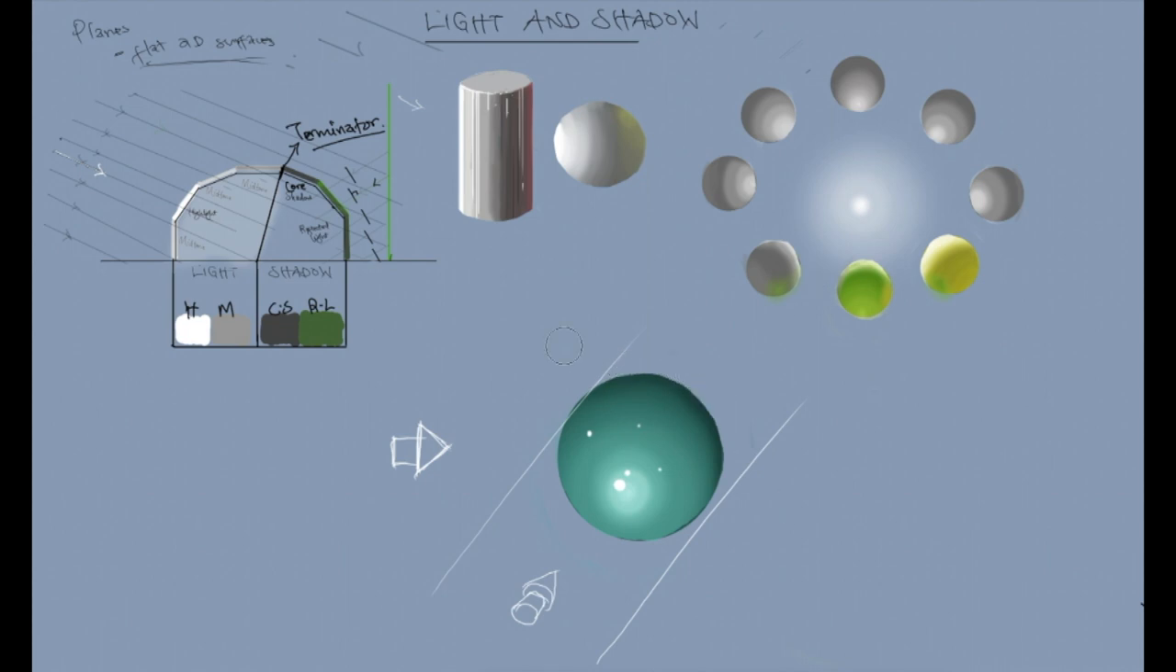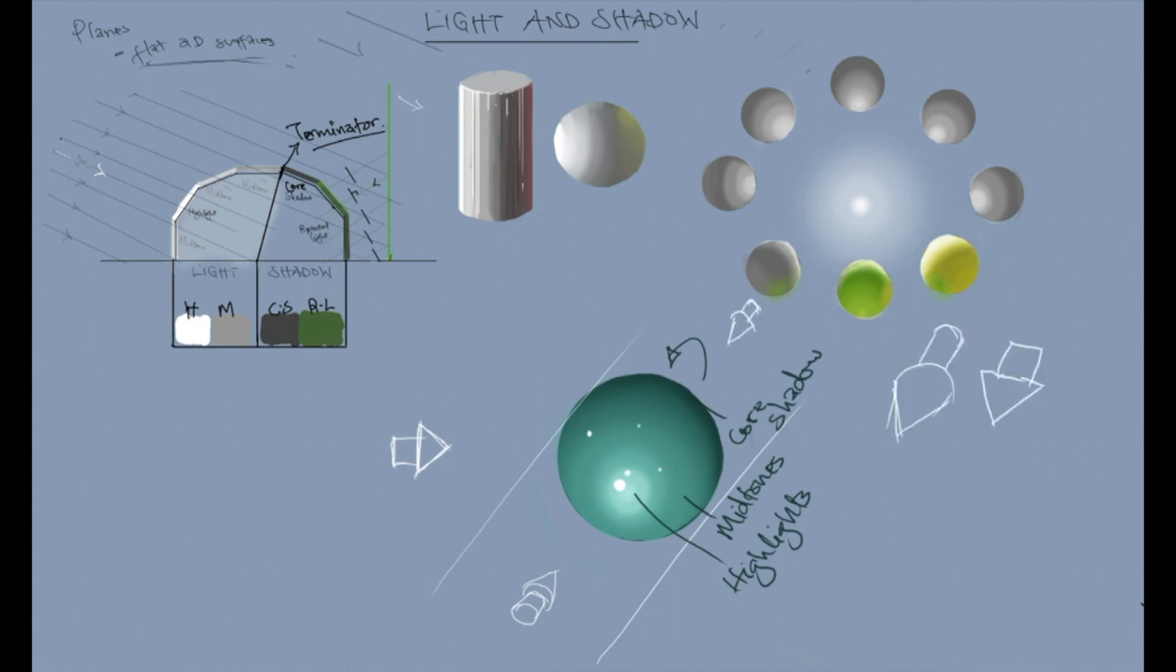Okay, so in this case, what we've just done was we've painted in the highlights, we've painted in the midtones, we've painted the core shadow, but you can't see the reflected light because it's going to be on the other side. If we took this light source and instead moved it to the other side so that it was coming in from such an angle as this, then what we're going to have is this ball over here. You see this?